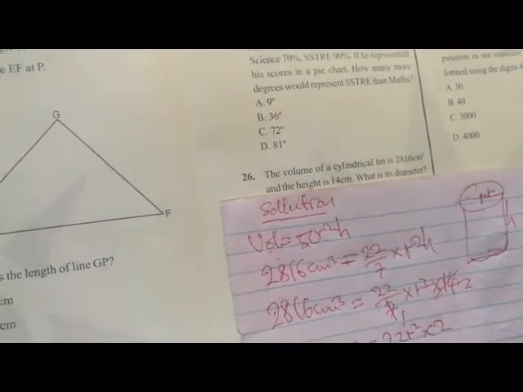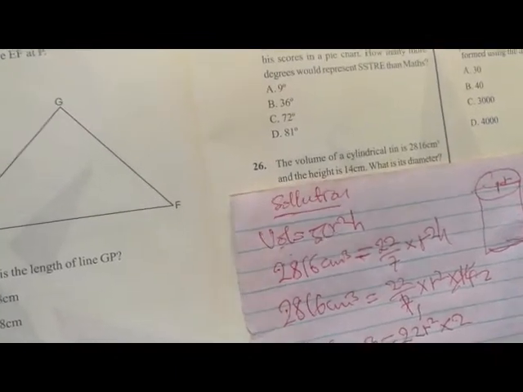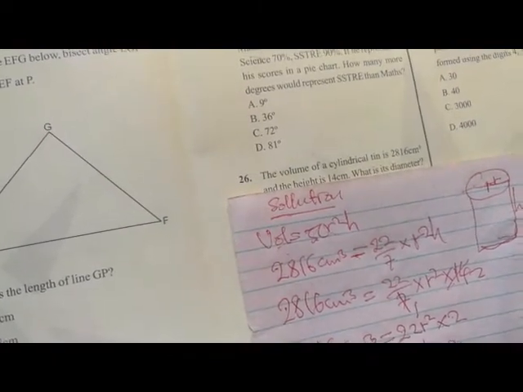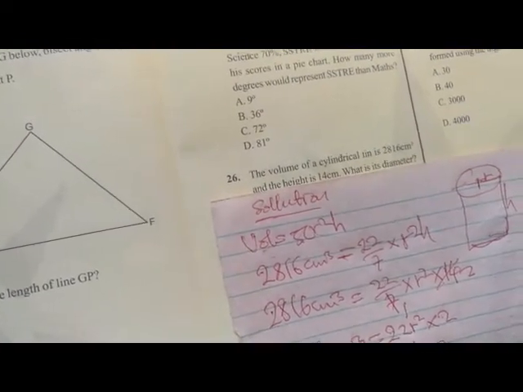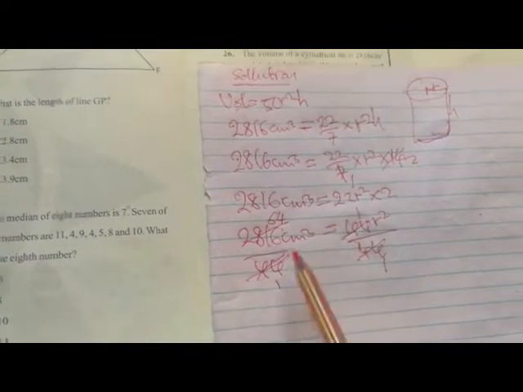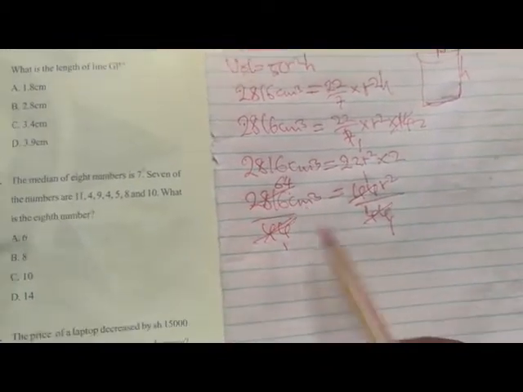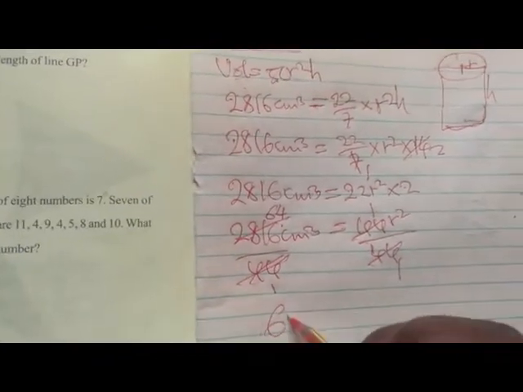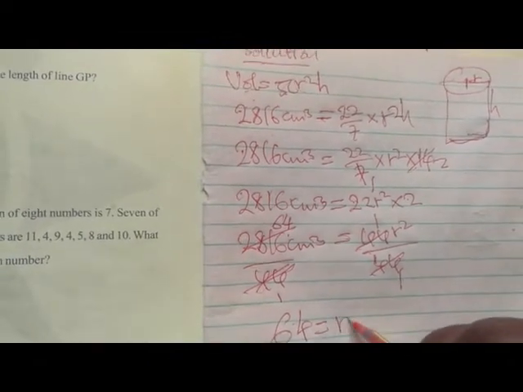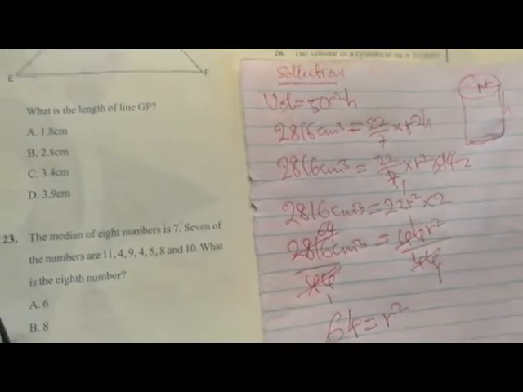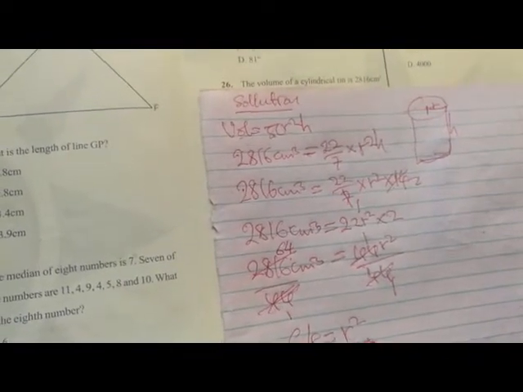If we divide 2816 by 44, we get 64. Then we say 64 is the same as r squared. So 64 is equal to r squared.